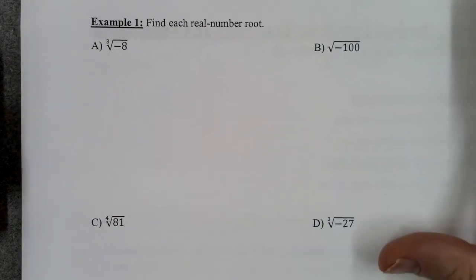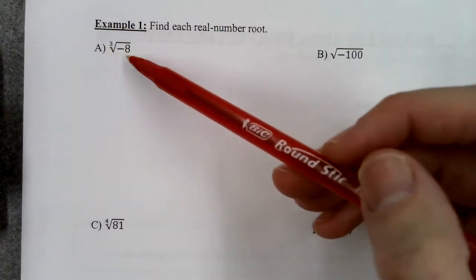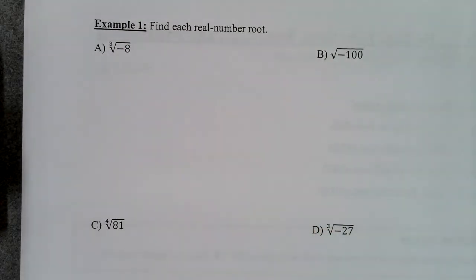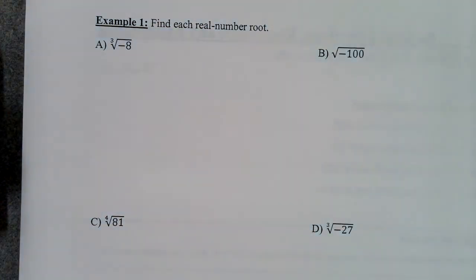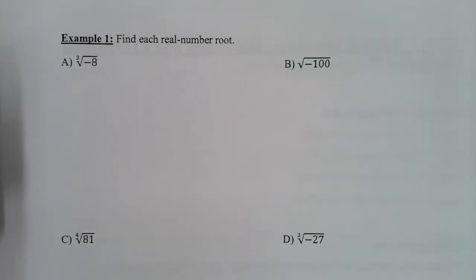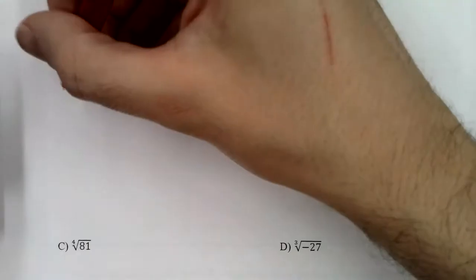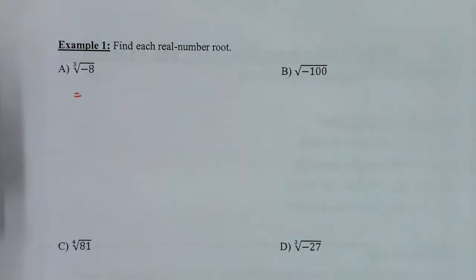So let's move on. Let's try example 1. I have 6 parts to example 1. Find each real number root. The cube root of -8. Basically what that means is what number times itself 3 times equals -8. If you know the answer, you can just put the answer. But if you think about it, the answer is -2. Okay, -2 times -2 times -2 equals -8. So the answer is -2.